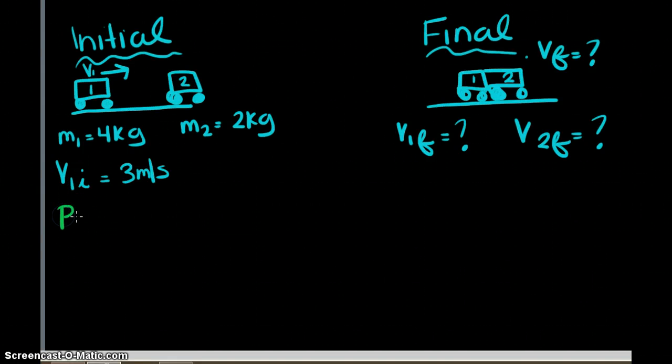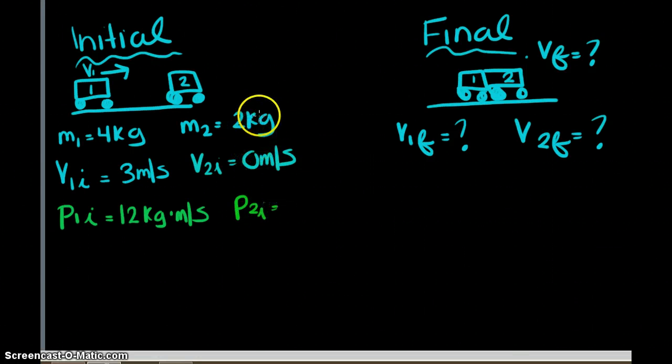Well, I definitely know the momentum of object 1 initial. It's just mass times velocity, so in this case, it's 12 kilogram times meter per second. Now imagine cart 2 here, with v2 initial. Say it's at rest. When an object is at rest, its velocity is 0. That means its momentum is 0, because momentum is mass times velocity.